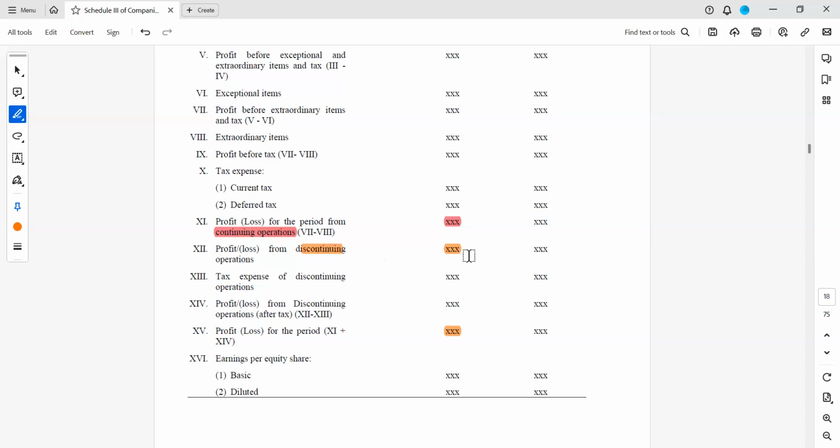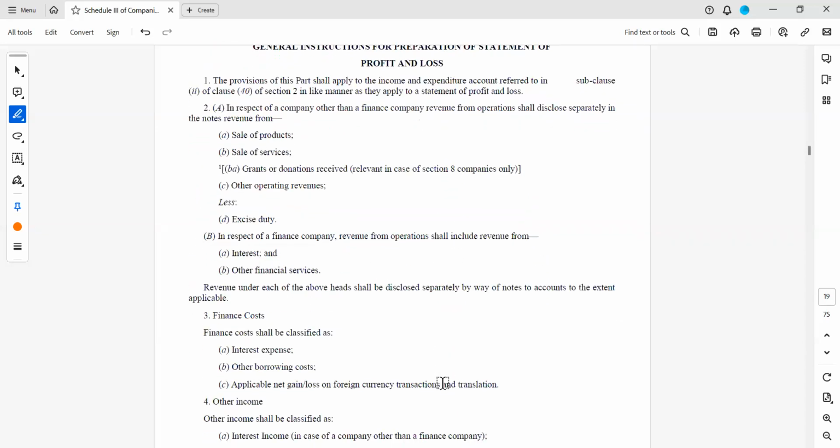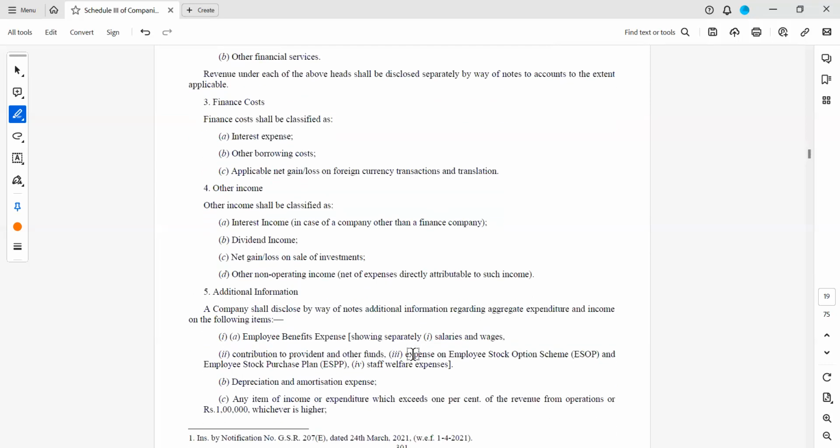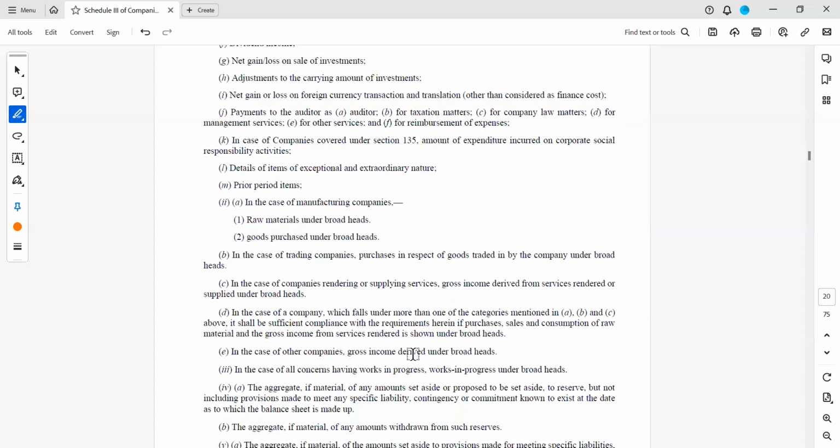This is why you are reporting it here: that particular unit you have not yet sold. You are in the process of selling. That is the reason you are reporting it. Fine. Then basic and diluted earnings per share. Now, these are all very common things, so I will just go to our example balance sheet. There we will discuss a few important points.